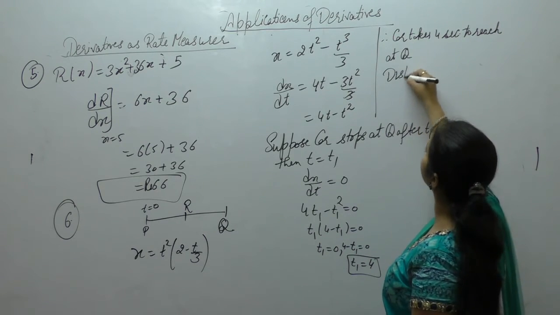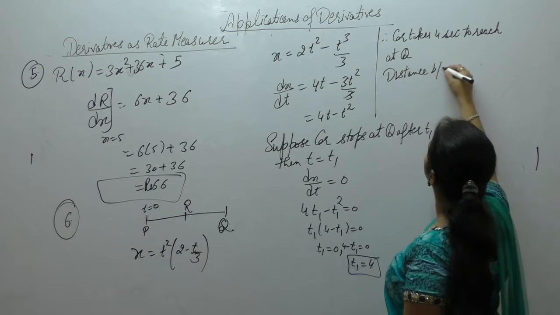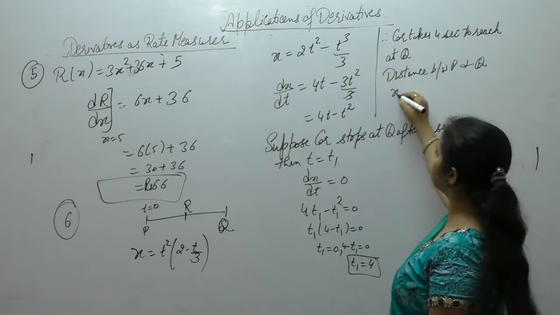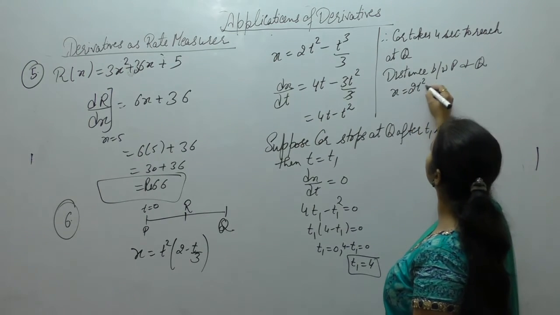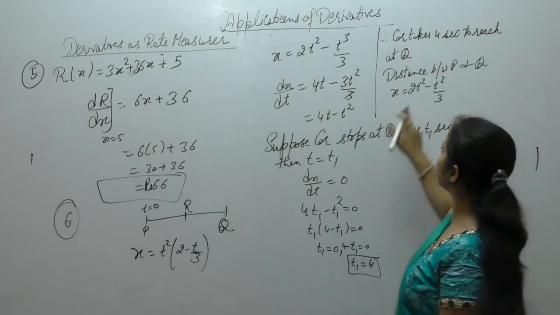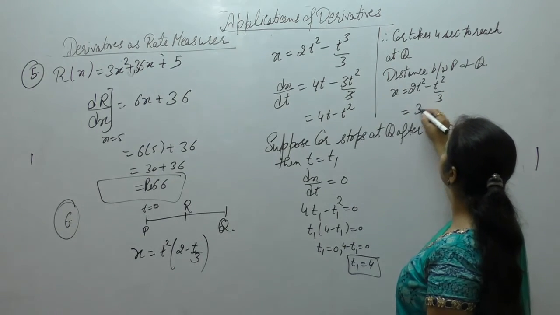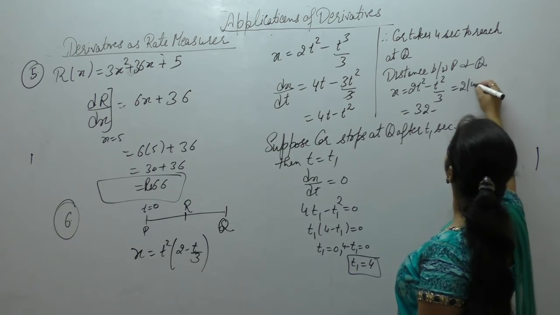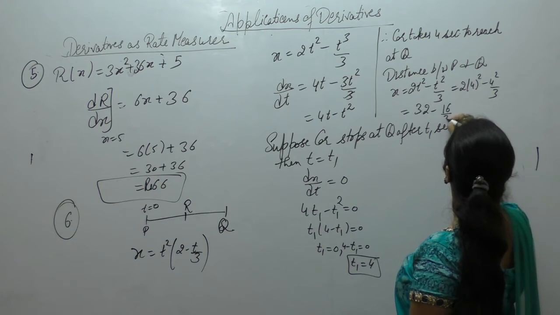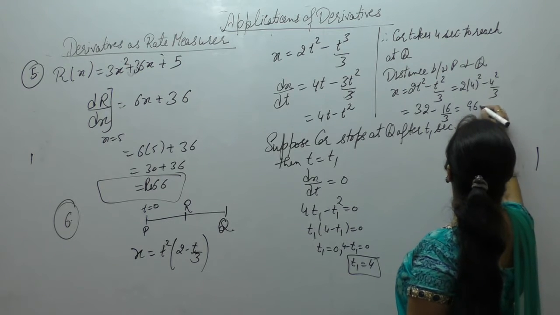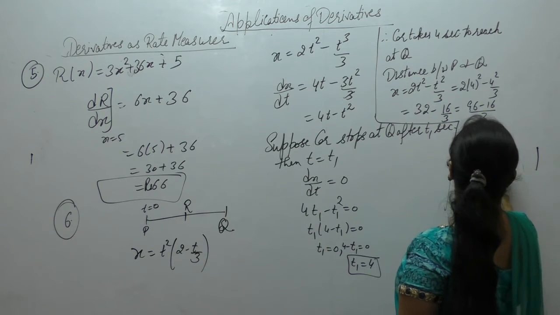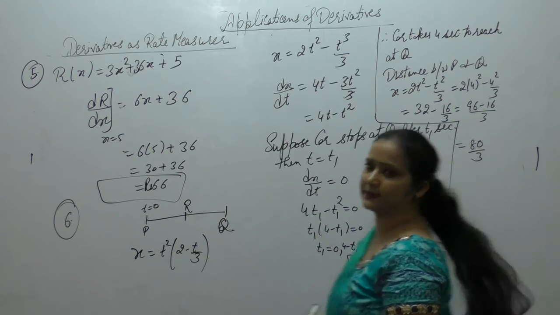Now the distance between P and Q. The distance between P and Q is x. So x = 2t² - t³/3. Put the value of t = 4. 2 into 4² minus 4³ by 3. So what we get? 2 into 16, 32, so 96/3 minus 64/3.